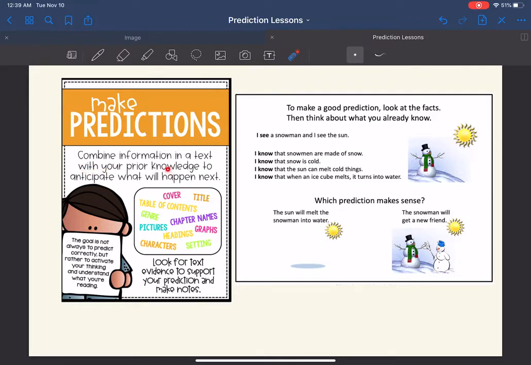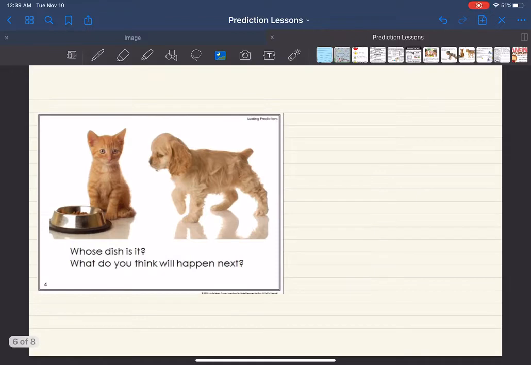Even though we use our prior knowledge and we anticipate things that are going to happen next, you're not always going to be correct, and that is okay. But we always want to make predictions that make sense with the text of what's happening in your story, not just making any old prediction that might not even connect with what's happening in the story. So let's practice here.